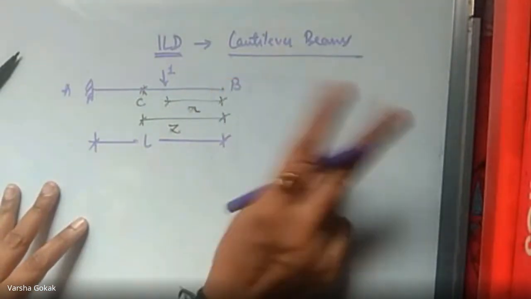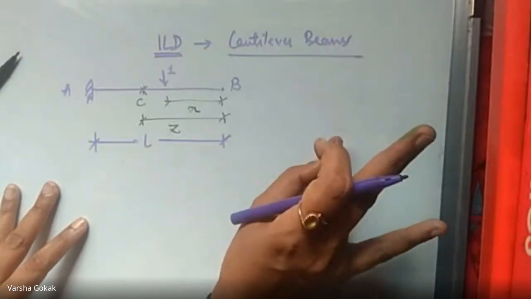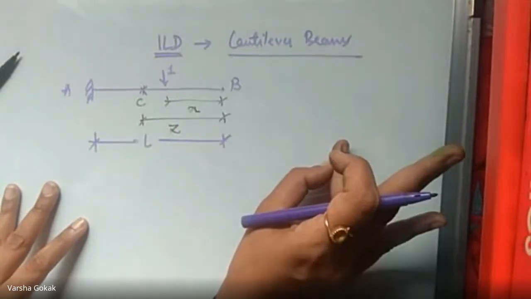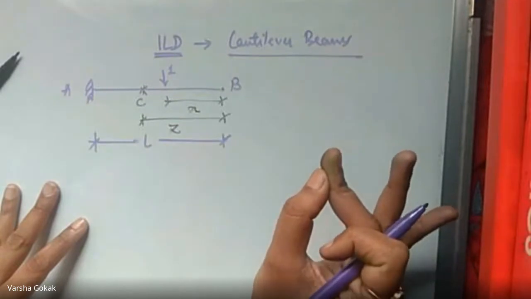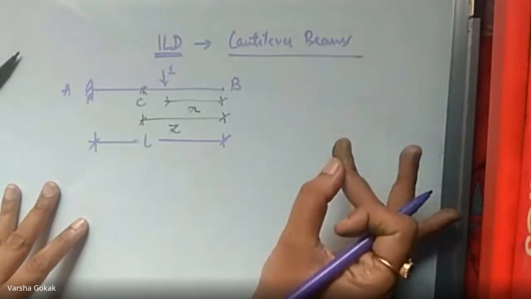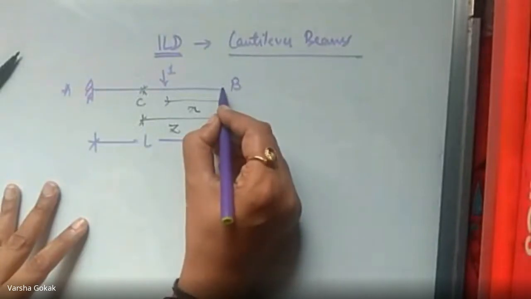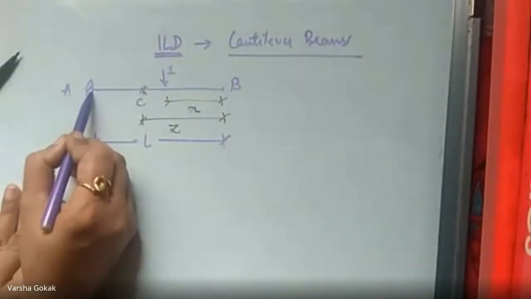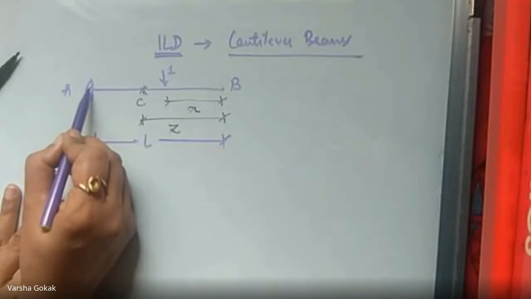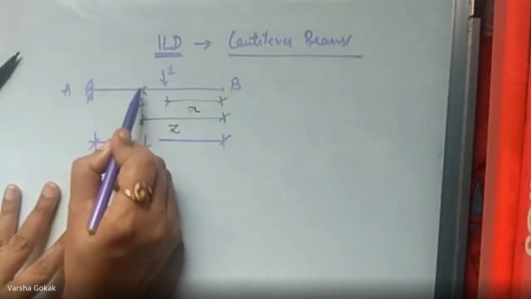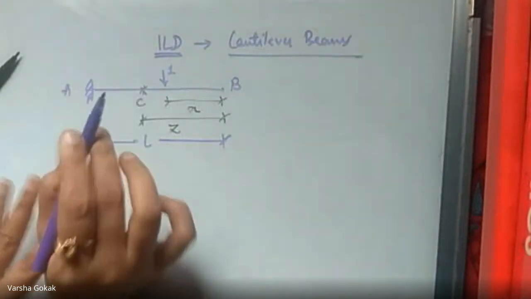So we'll do two cases, that is shear force at A and bending moment at A, and shear force at C and bending moment at C. These 2 points. Here, this is a free end, so we are not considering it. We are trying to get the shear force at this point and bending moment at this point, and shear force at this point and bending moment at this point.